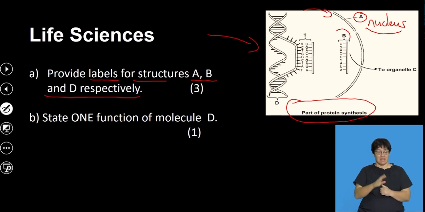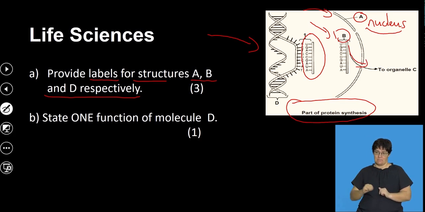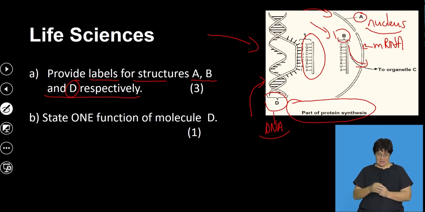Structure B points to the mRNA, and we can see that the mRNA is produced here. It's now leaving the nucleus to move to the cytoplasm, and so B would be the mRNA molecule. And finally, we've got to look at structure D. If we look at structure D, we can see that D is a double-stranded molecule, and that is essentially DNA that is coding for the specific gene that we need to produce the protein of.